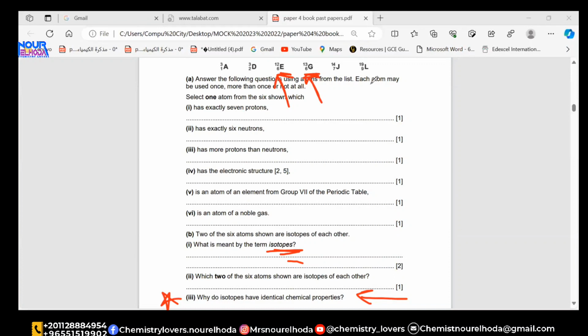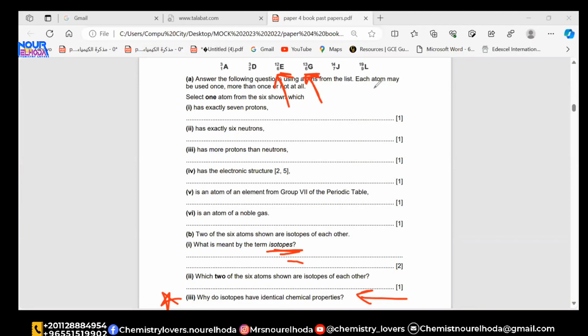Can I answer? You can, yes, tell me. Can I answer? Yes, answer. Because both of them have the same electron numbers. I will tell you something. If you are going to say because they have the same chemical properties, no, you cannot say that.